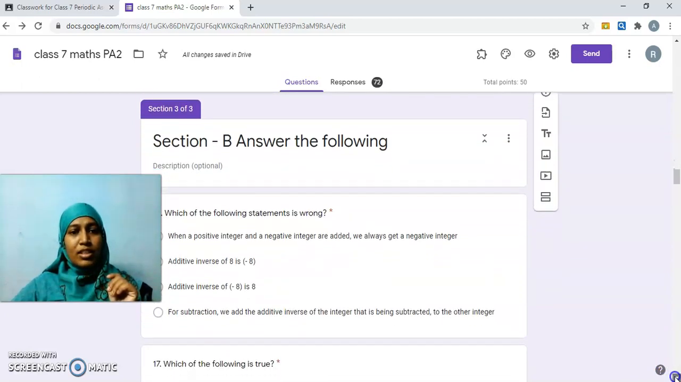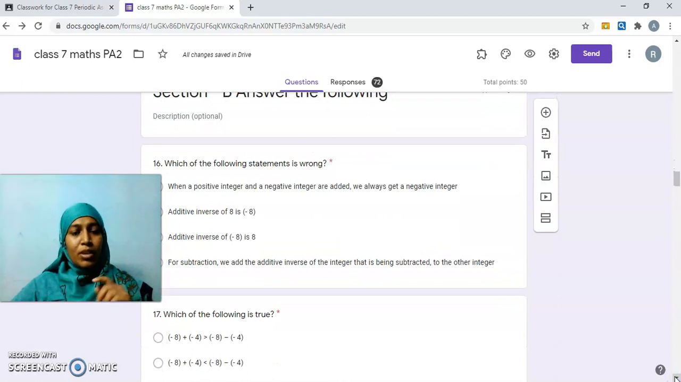So let us move to the next section. Which of the following statements is wrong? All the others are going to be right. Additive inverse of 8 is minus 8, right? Additive inverse of minus 8 is 8. It is also right. So your answer should be one among the first and last.